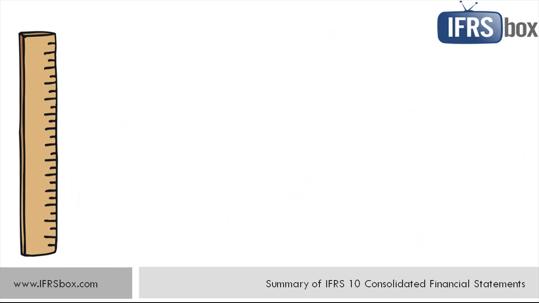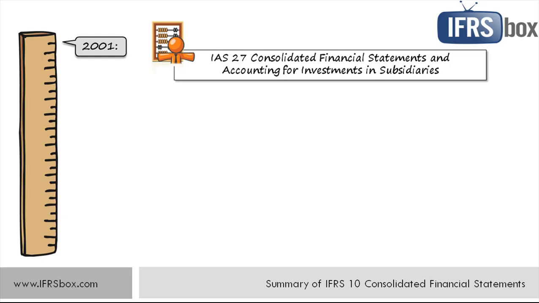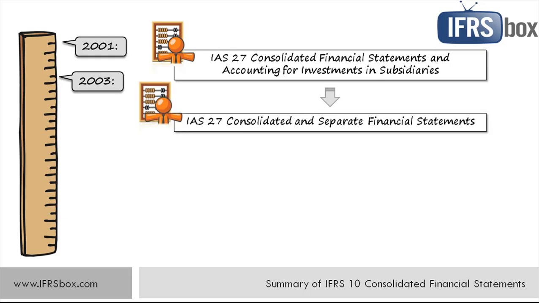Before we dive into IFRS 10, let me briefly tell you how it developed over time and what the current status is. In 2001, the standard IAS 27, titled Consolidated Financial Statements and Accounting for Investment in Subsidiaries, was issued. And just 2 years later, in 2003, IAS 27 was amended and renamed to IAS 27 Separate and Consolidated Financial Statements. So then IAS 27 gave rules about accounting for investment in individual investors' accounts and about preparing consolidated financial statements too.